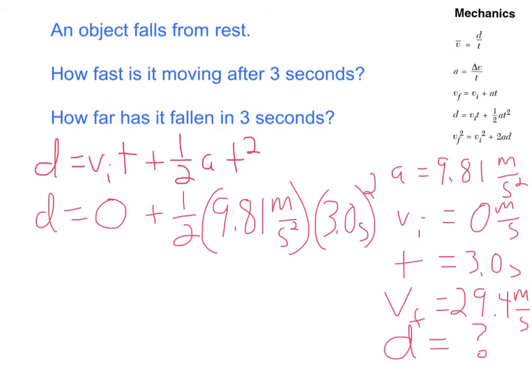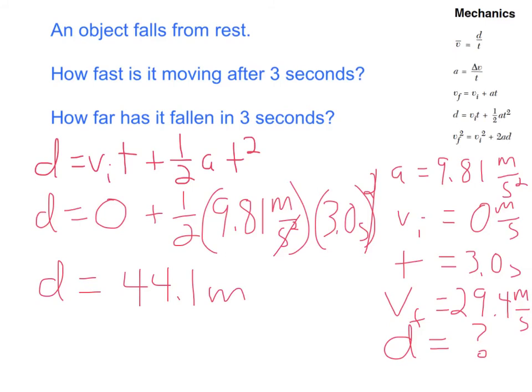So I get my calculator out again, and I square 3, times 9.81, times 0.5, and I get 44.1. And here's how the units work. I'm going to have seconds squared here, so this seconds squared is going to cancel out that one, and all that's going to be left is meters. So that's how far it fell.